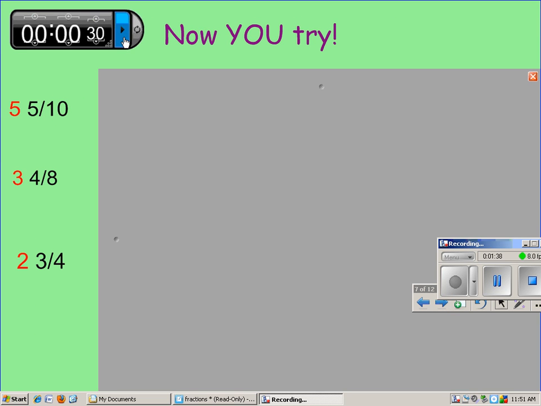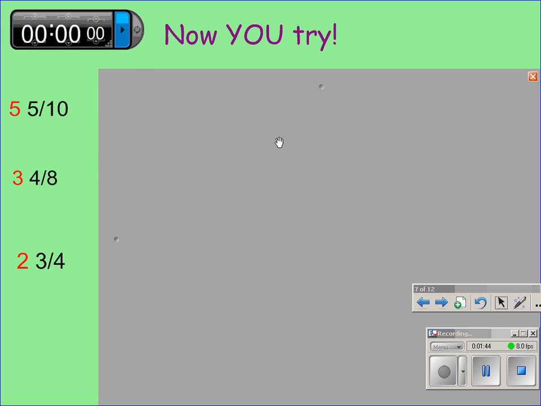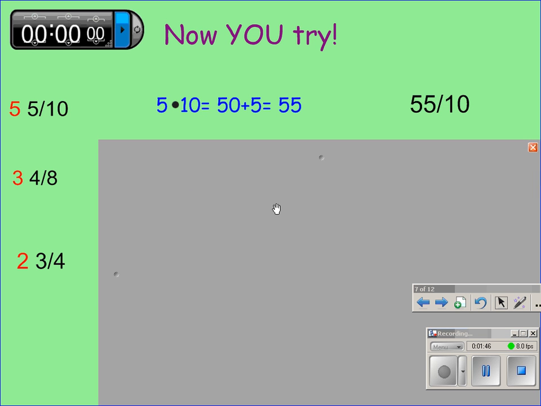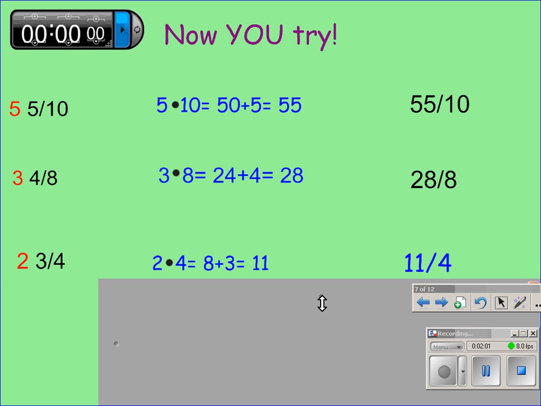Now you try. 5 times 10 equals 50, plus 5 equals 55. So your answer should have been 55 over 10. 3 times 8 equals 24, plus 4 equals 28. So it'll be 28 over 8. 2 times 4 equals 8, plus 3 equals 11. So 11 over 4.